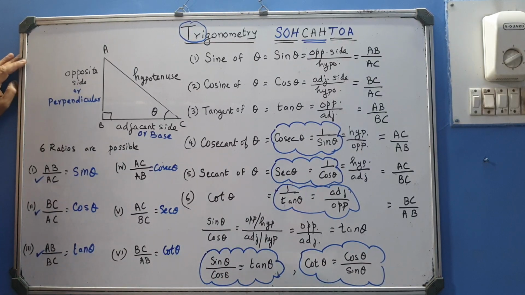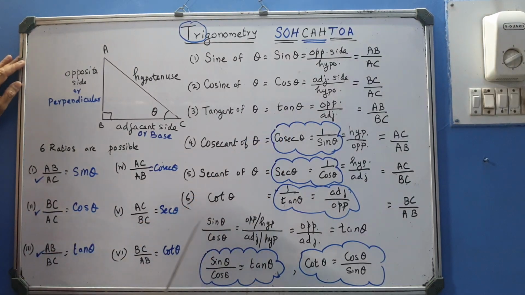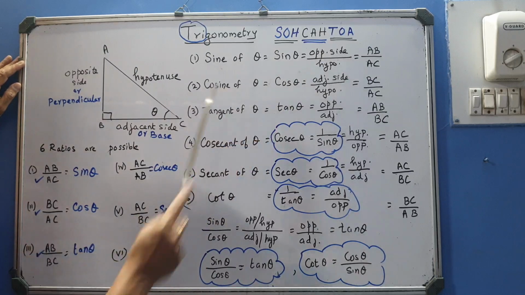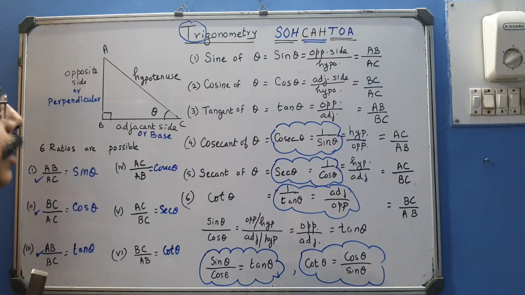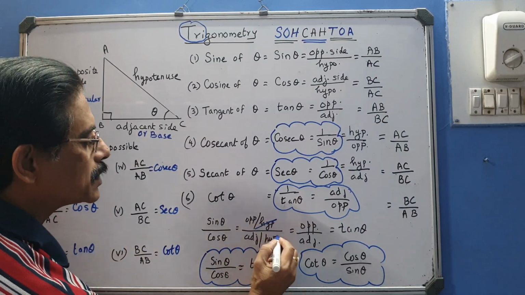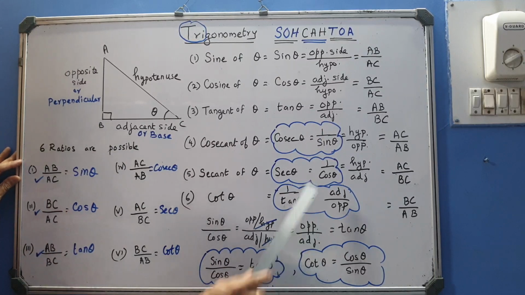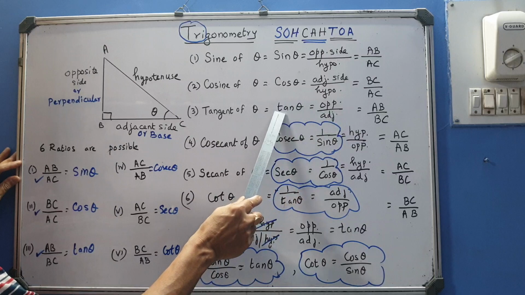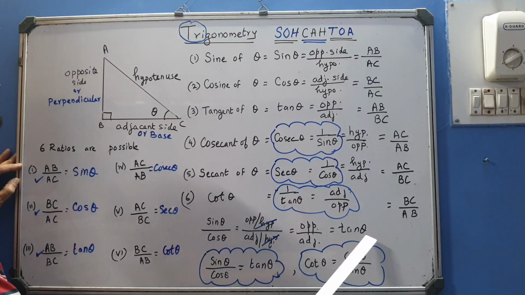Now if we divide sin theta by cos theta, what do we get? What is sin theta? Opposite by hypotenuse. What is cos theta? Adjacent by hypotenuse. You can see that both have the same denominator, hypotenuse, so that cancels. So we get opposite by adjacent. But what is opposite by adjacent? It's our tan theta. So we have a very important result: sin theta by cos theta is tan theta.